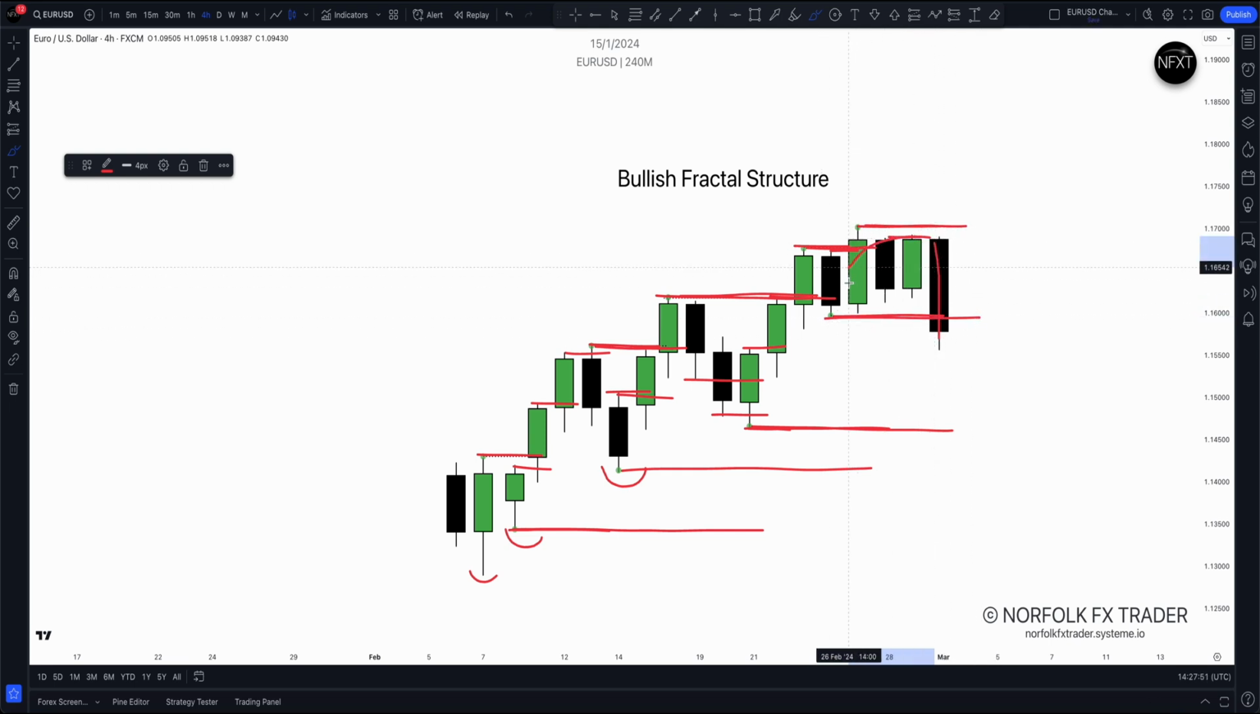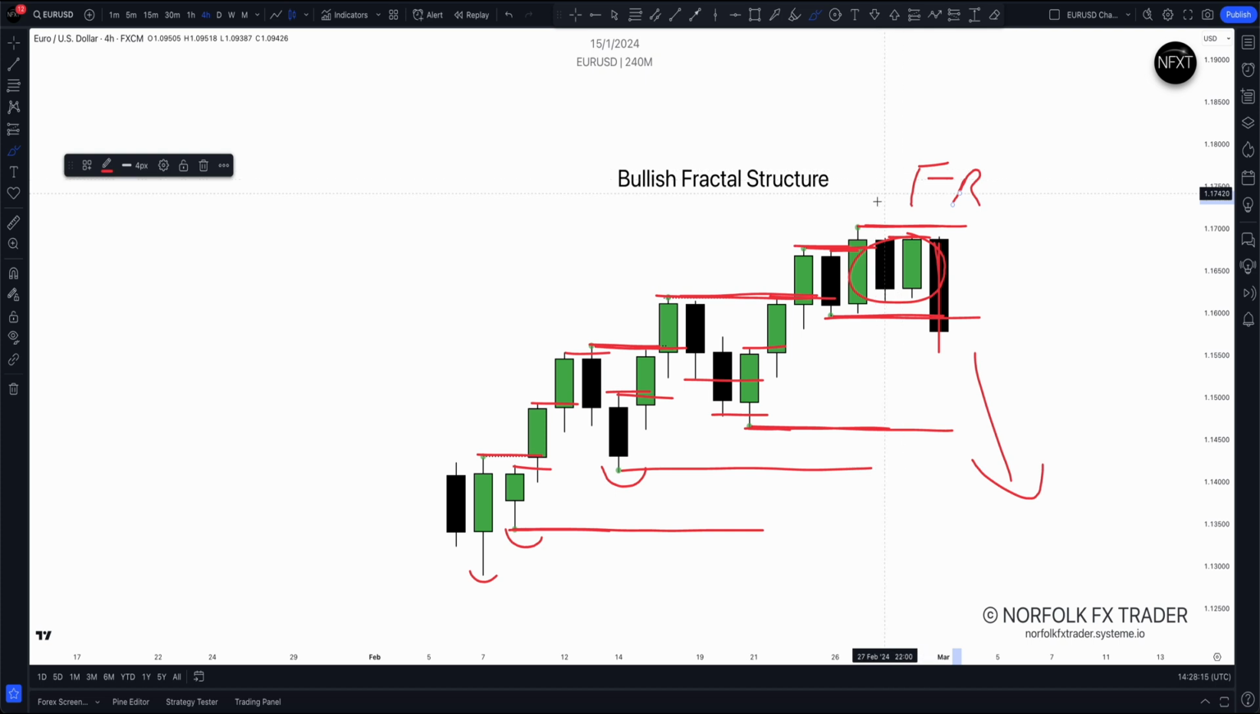Remember, everything in between the range we don't care about. All we want to see is a break to the upside or the downside. This break to the downside confirms a potential reversal in the market, and that's where our fractal reversal comes from. So once you understand that, it's going to help you to read those entries.